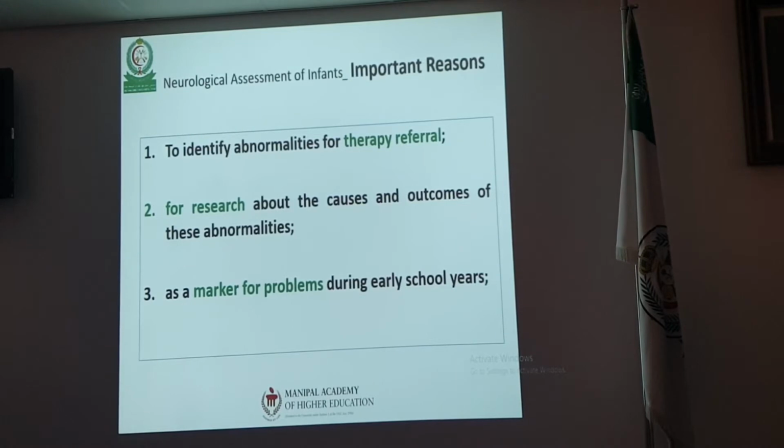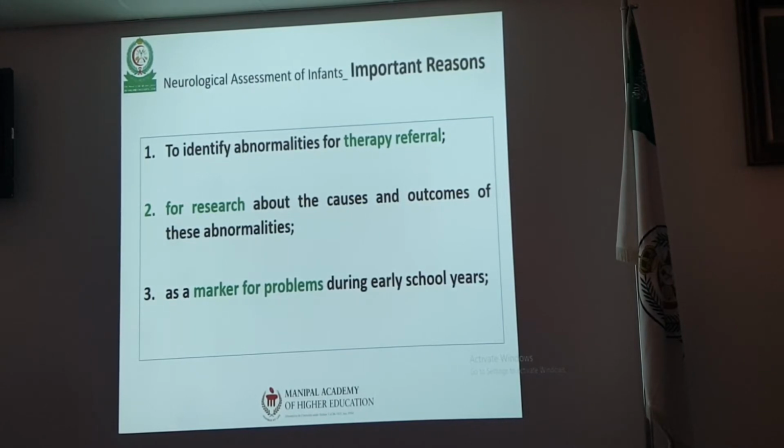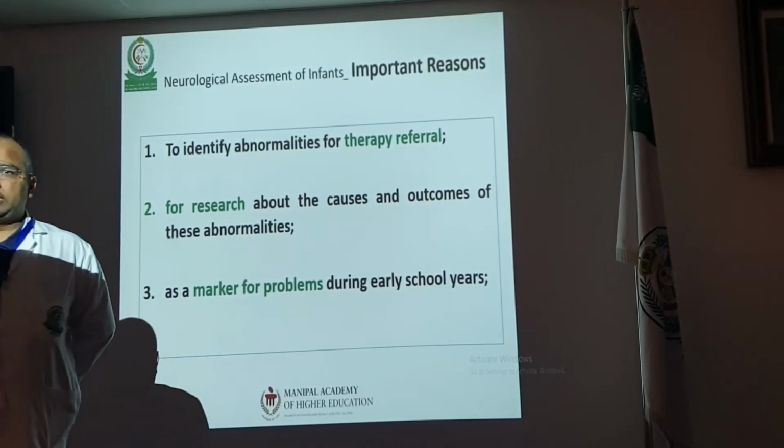Okay. So to pick these children, we have this scale that has been made, and the idea is that we need to have early therapy referral for the children who have a problem. Another is to do research, and another is to use it as a marker of the problem during early school years, whether all these positions have an effect on school performance when the child goes to school. That is how the whole thing is.